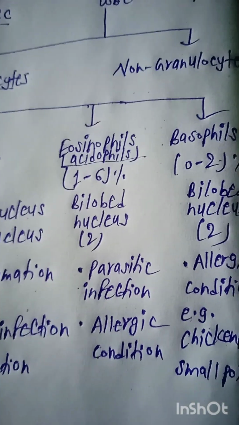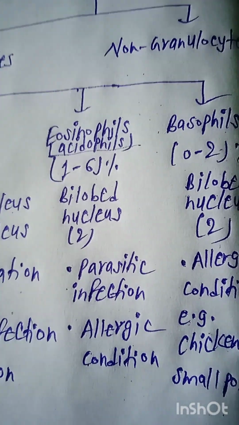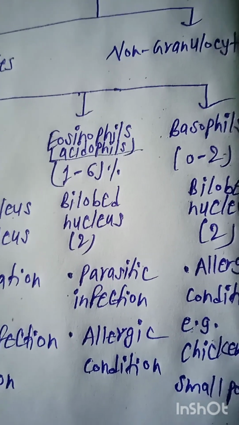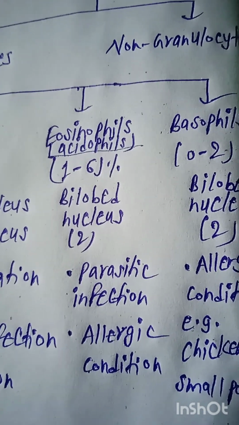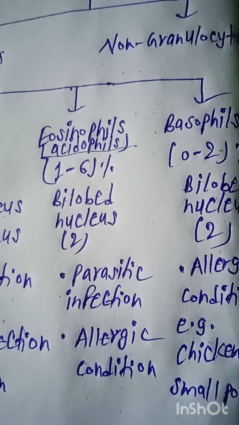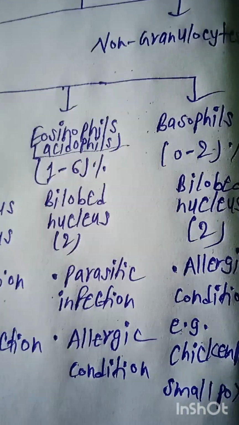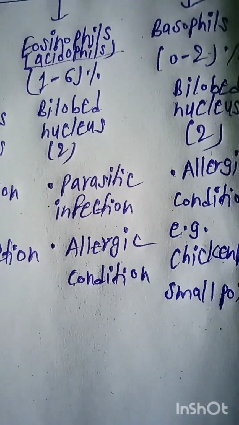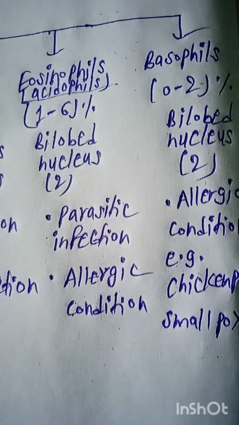Then eosinophils. Eosinophils are also called acidophils. They make up 1 to 6% in the bloodstream. They have a bilobed nucleus, which contains 2 lobes, and they can be increased in parasitic infection and allergic conditions.